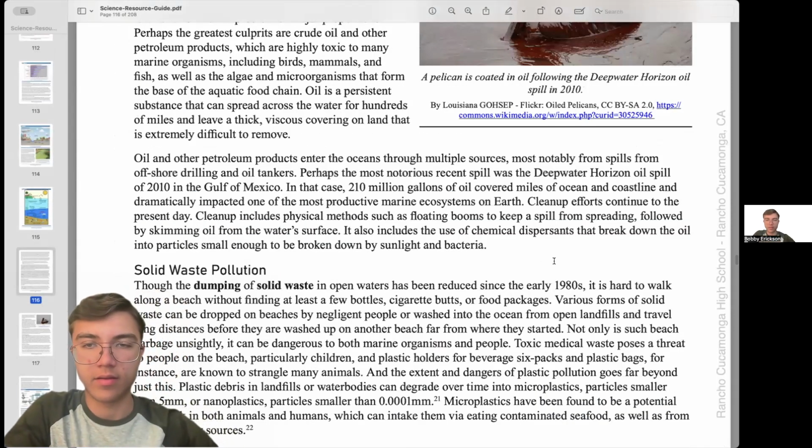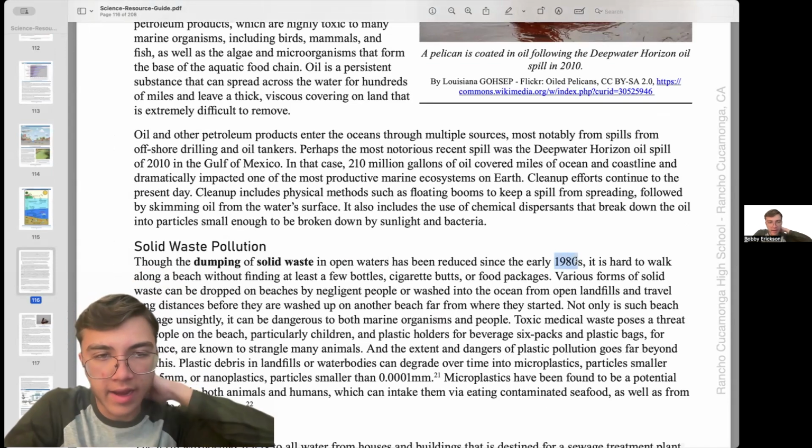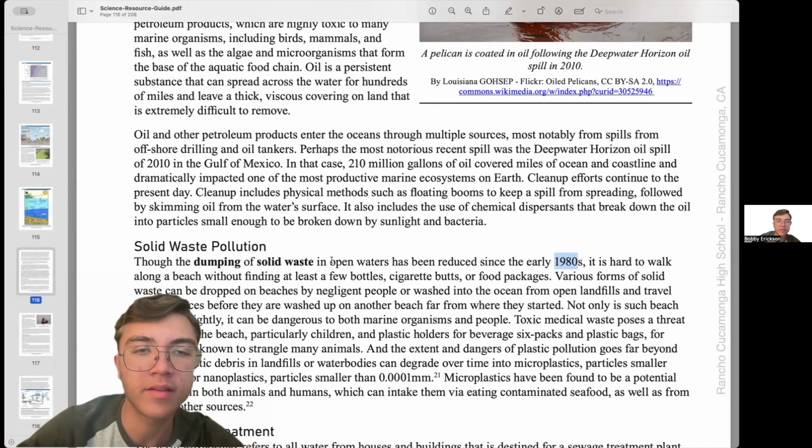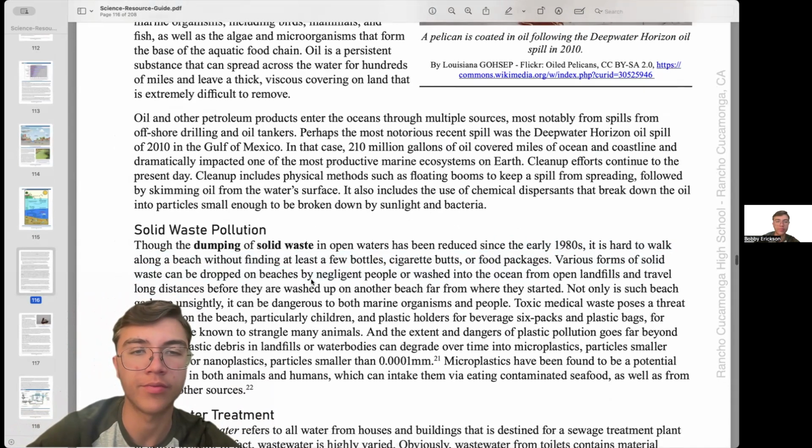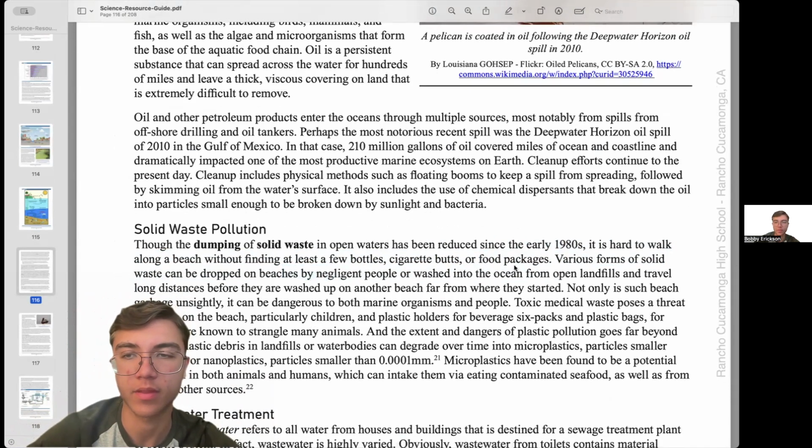So back to this. Reduced since the early 1980s. We can still, however, find bottles, cigarette butts, and food packages, which are all solid waste, all because of negligent people and open landfills, and these travel long distances and end up washed on another beach from where they started. So it's not only unsightly, but it can be dangerous to marine organisms and people.